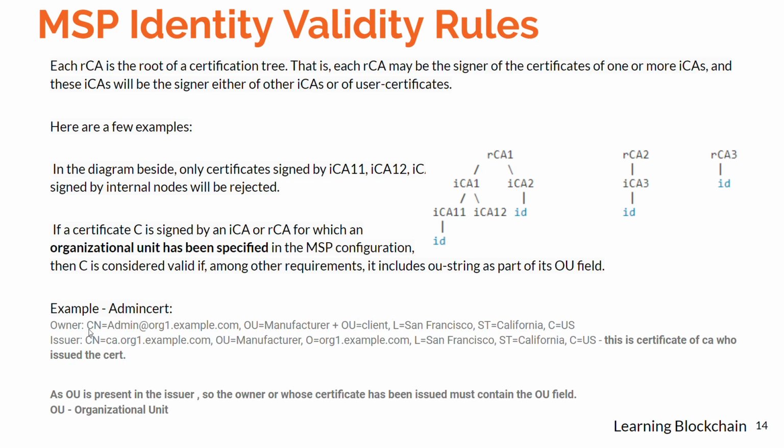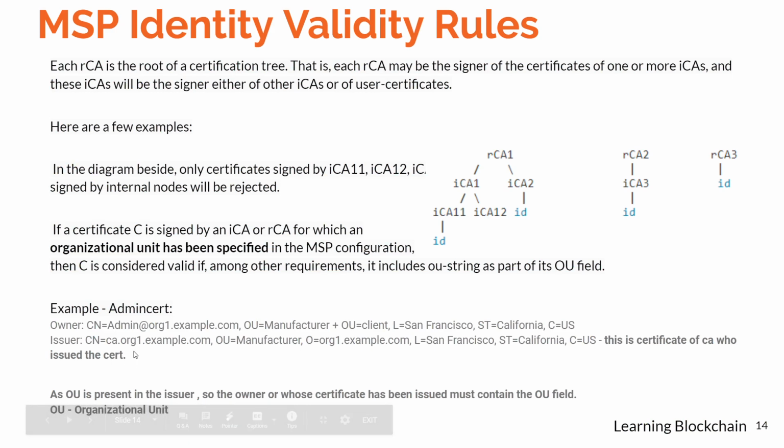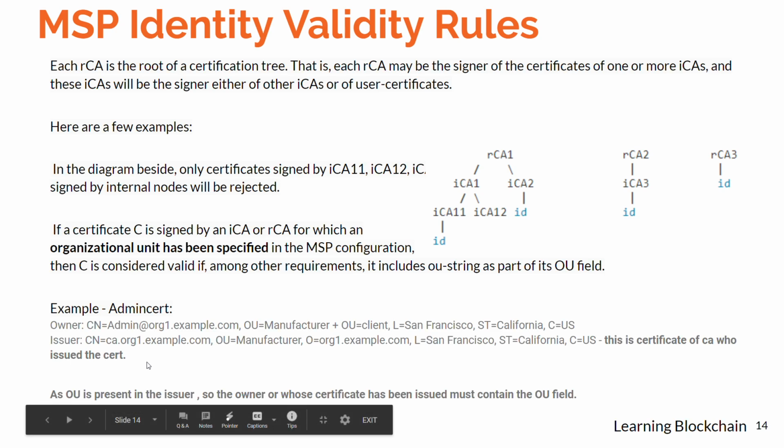This is the certificate of that. Next part is the issuer. Issuer means who has issued the certificate. So if you can see, this is a certification authority. So issuer is the certification authority.